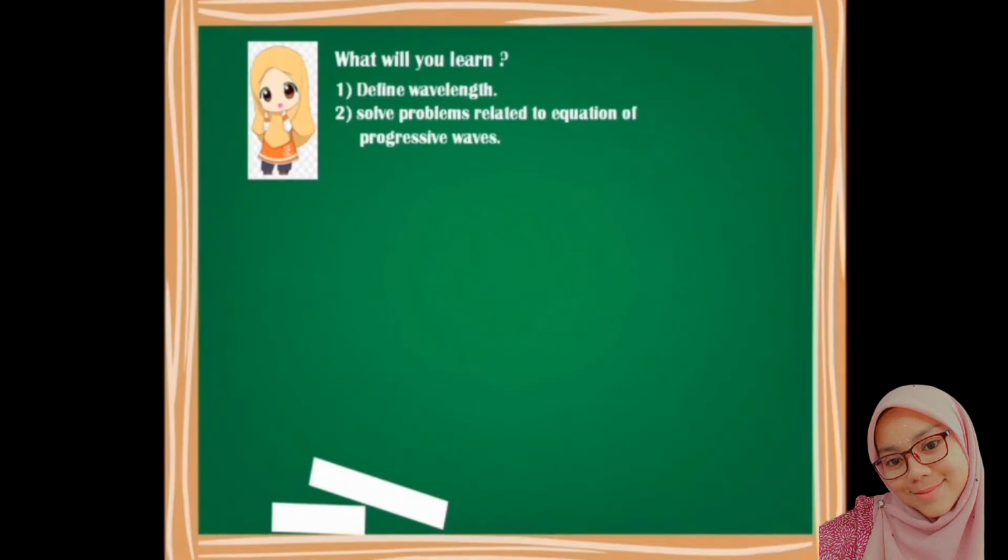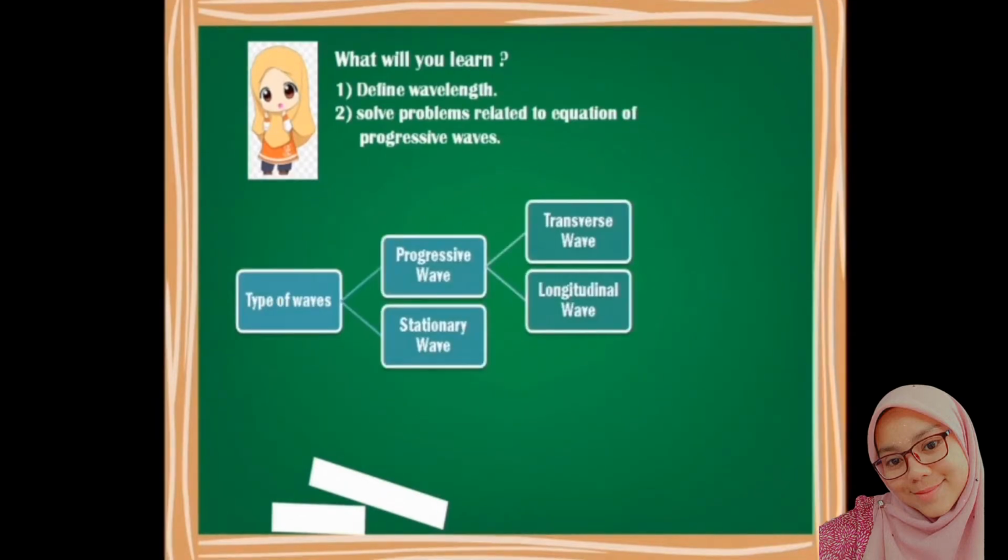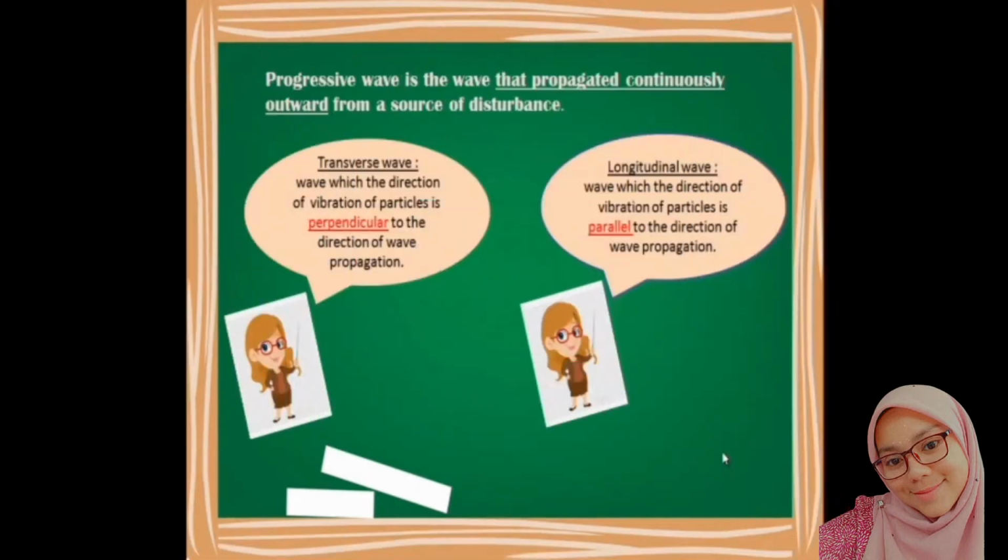So let's start with types of wave. Waves have two types, which is progressive wave and stationary wave. And then progressive wave is divided into two, which is transverse wave and longitudinal wave. Progressive wave is the wave that propagated continuously upward from the source of disturbance. Transverse wave is wave which the direction of vibration of particles is perpendicular to the direction of wave propagation, while longitudinal wave is a wave which the direction of vibration of particles is parallel to the direction of wave propagation.